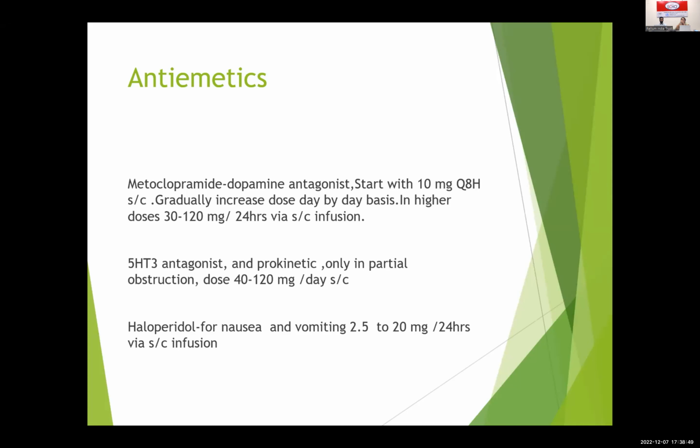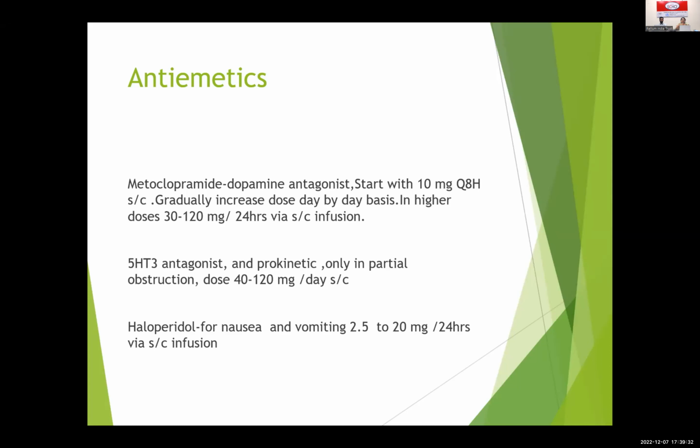Now, here in detail, we'll learn about the antiemetics used. Metoclopramide, a dopamine agonist. We give it at a starting dose of 10 milligrams 8 hourly. You can give it sub-Q, and then gradually increase the dose on a day-by-day basis. In higher doses, it can go from 30 to maybe 120 milligrams over 24 hours via subcutaneous infusion. In this condition, it is mostly very difficult to get an IV line, and also in a home care setting, it is easy for us to put a sub-Q and start these medications.